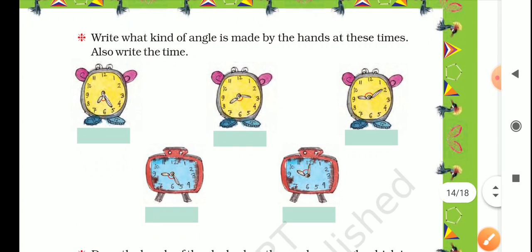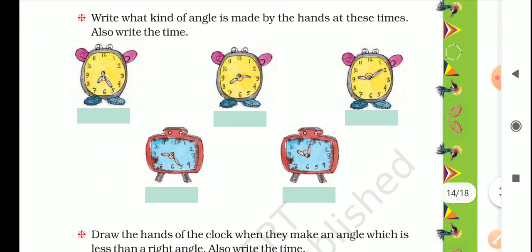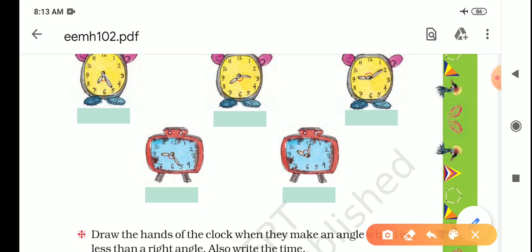And all these angles and timings you have to write with pencil only. Then next, here timing is 9:25. So in the box you have to write 9:25. And which type of angle is this? See here, which type of angle? Angle more than right angle. So this is also an obtuse angle. So you can write here OA, or you can write angle more than right angle.